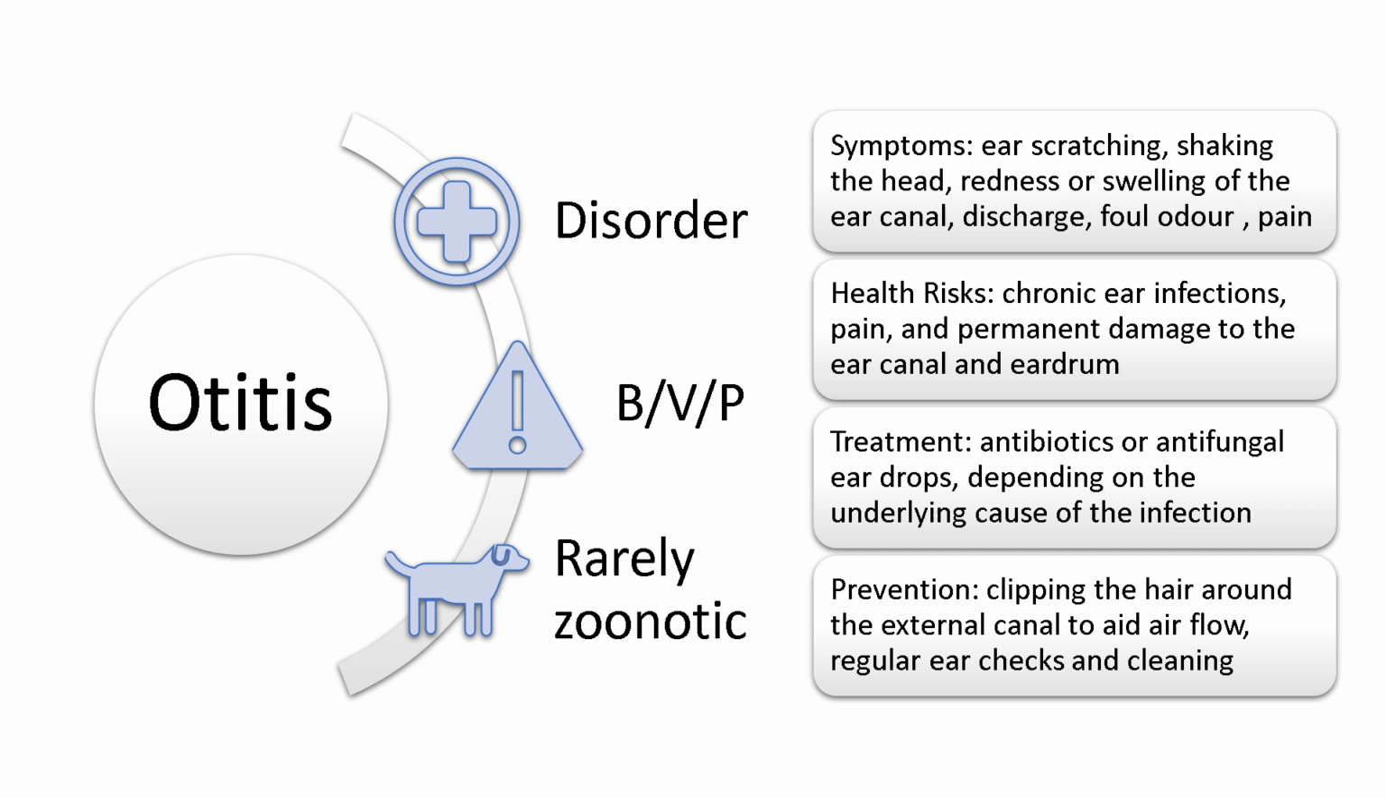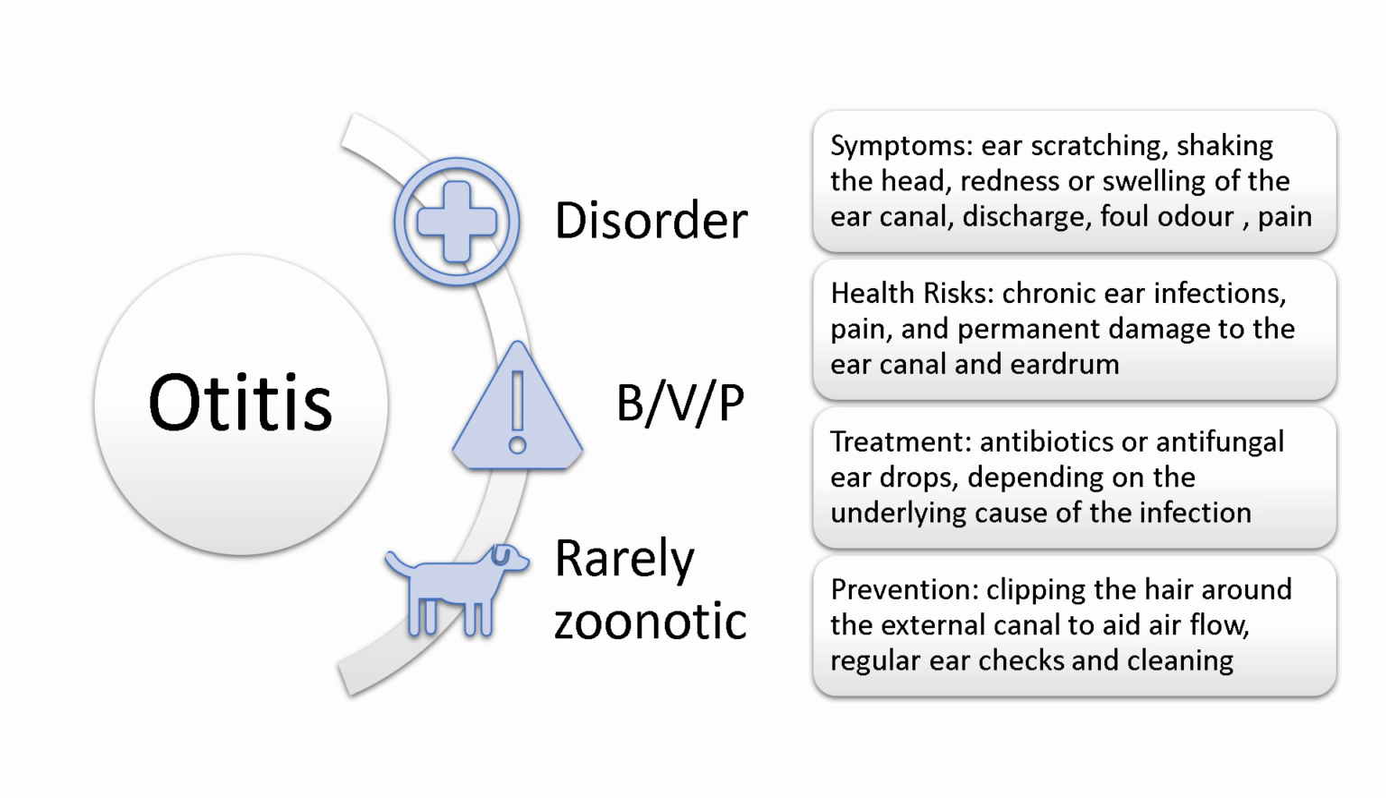Dogs with drop ears or excessive hair in the ear canal or those prone to allergies are more likely to develop otitis. Symptoms of otitis include ear scratching, shaking the head, redness or swelling of the ear canal, discharge which may be yellow, brown or bloody, foul odour from the ear, and sometimes pain evidenced by whining or reluctance to allow the ear to be touched. In severe cases, the dog may have a loss of balance and the ear may appear hot or swollen. Chronic cases may lead to thickened or scaly skin inside the ear canal.